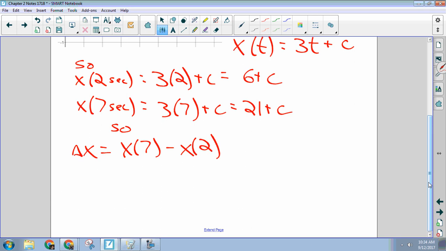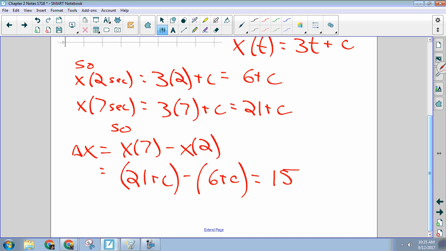So, to find my displacement, I'm going to find the change in position, right? So I'm just going to subtract these two things. And watch what happens. I'm going to have 21 plus c minus 6 plus c. Don't the c's cancel? And you just get 15. So the c's don't matter.